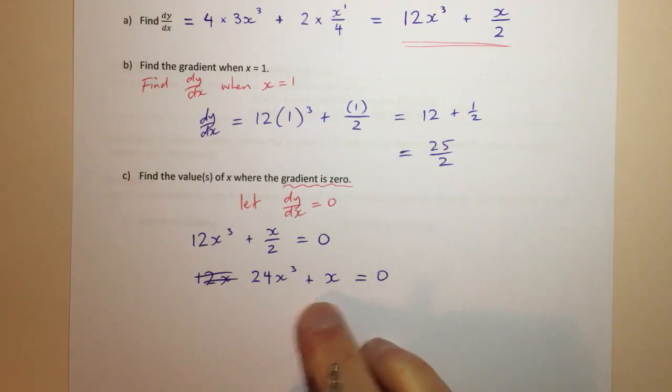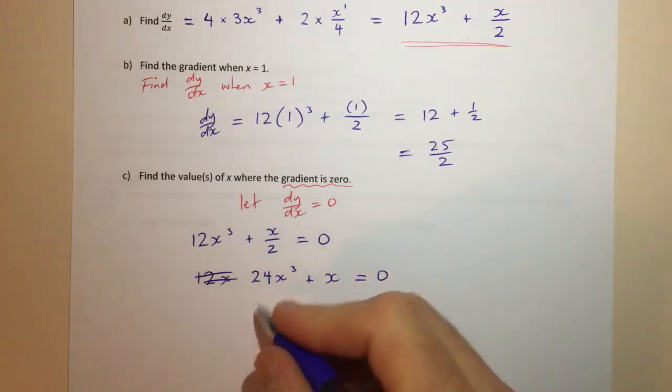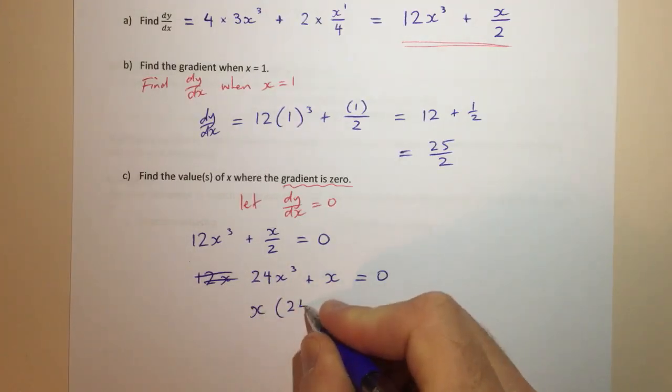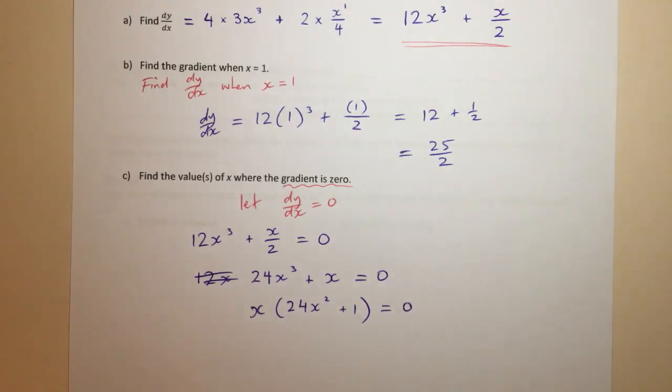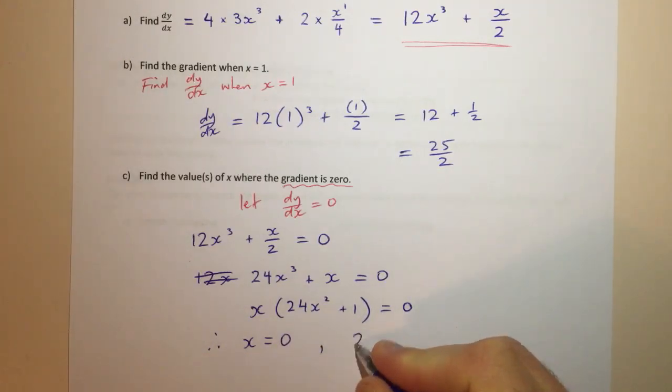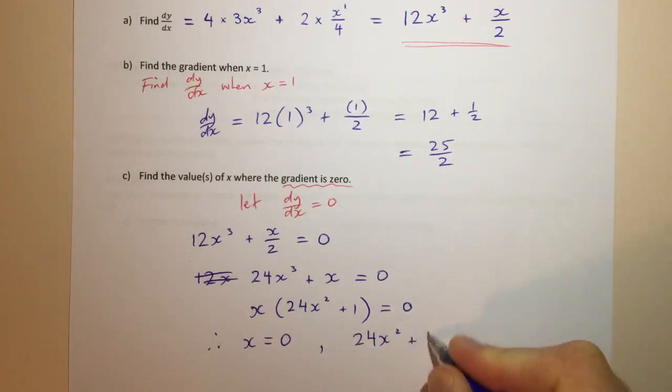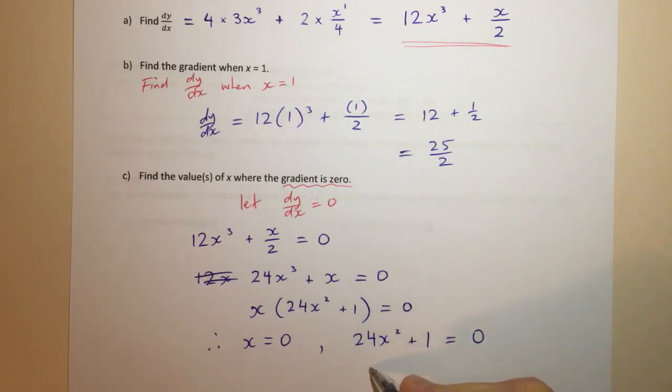Strategy for solving this, well, we've got two terms. We actually have a common factor here of x. And we can now solve this by factorizing. We can actually solve this using the null factor law. So therefore, we're going to get x equals 0 or 24x squared plus 1 equals 0. Now you might be able to see what's going to happen here. 24x squared equals negative 1. x squared equals negative 1 over 24.